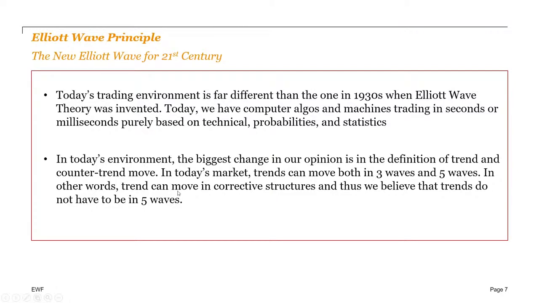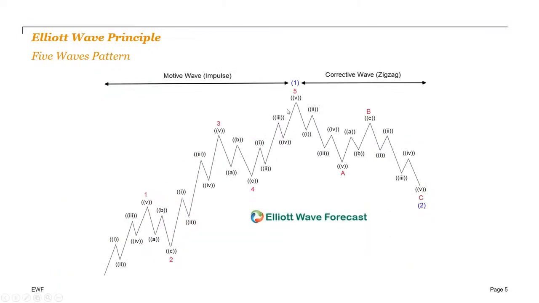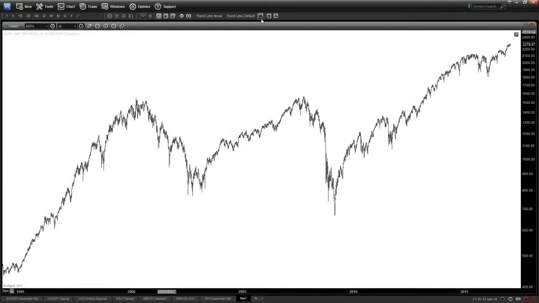In other words, trend can move in corrective structures, and thus we believe that trends do not have to be in 5 waves. In the 1930s they said that trend always has to be 5 waves, and if you don't see 5 waves, that is not a trend, right? The difference with today's environment is that nowadays trend can move in 3 waves. So if I show you an example, for example, you have 3 waves, 1, 2, 3, right?